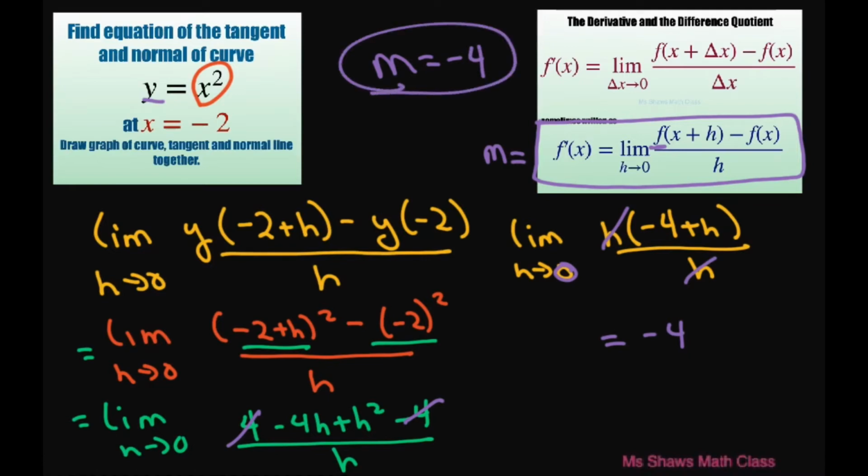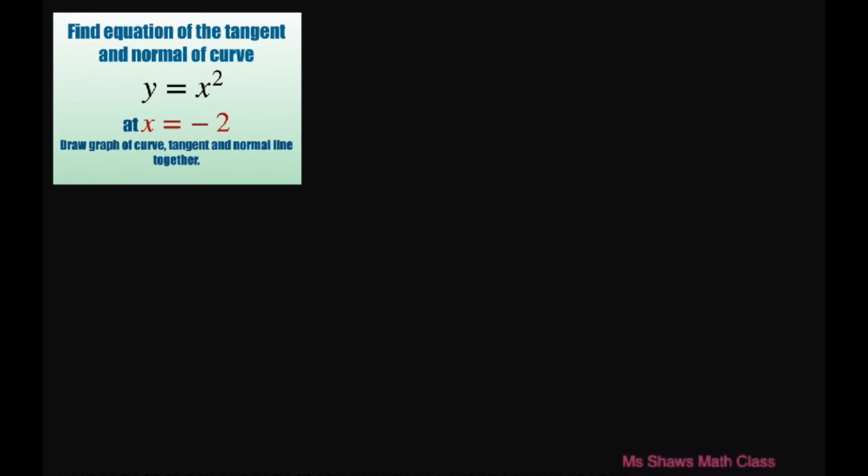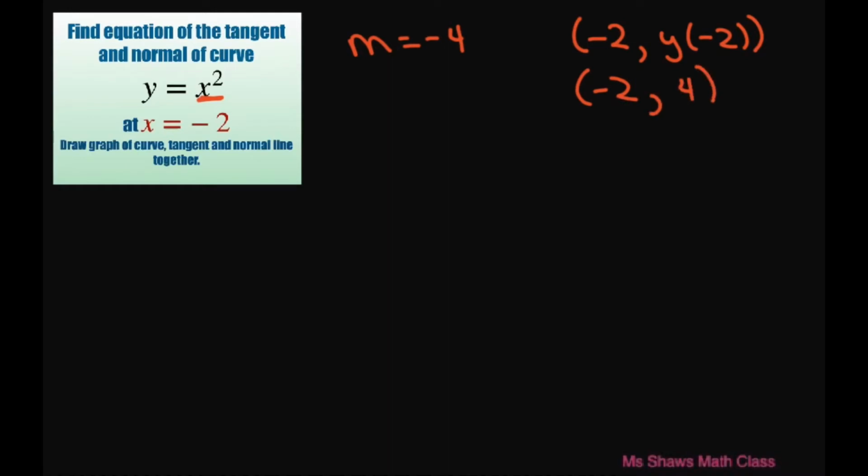Now let's find the equation of the tangent line. So that one, we're going to know that the slope is negative 4, and it passes through the point at x is negative 2 and y of negative 2. So when you substitute in negative 2 here, you're going to get 4. So it passes through the point negative 2 comma 4.